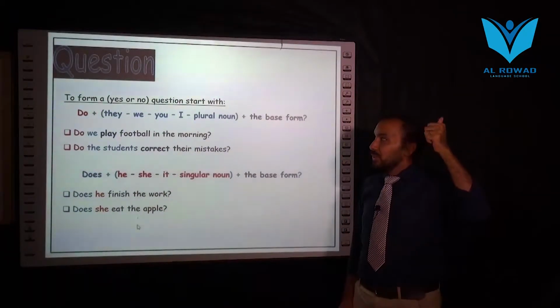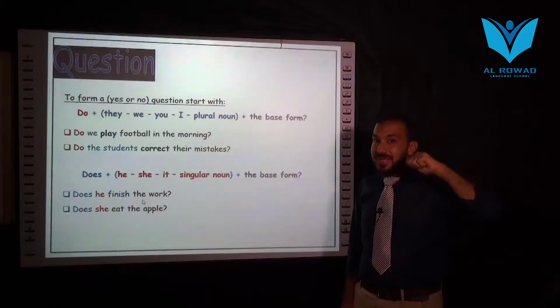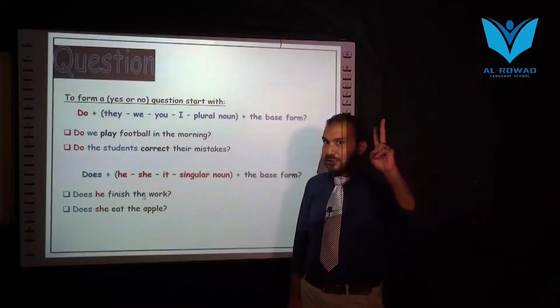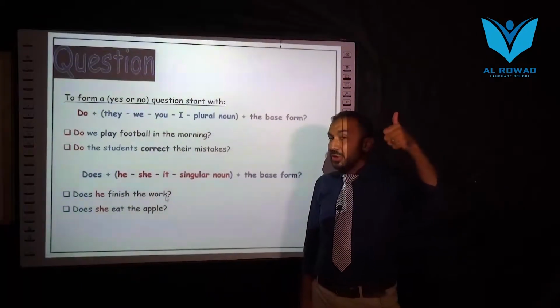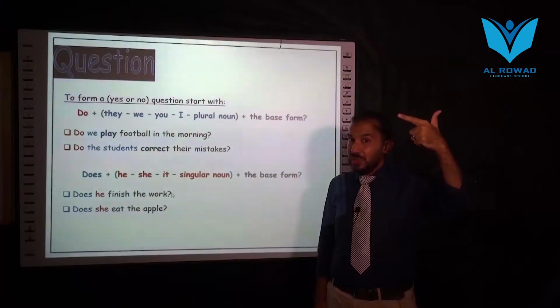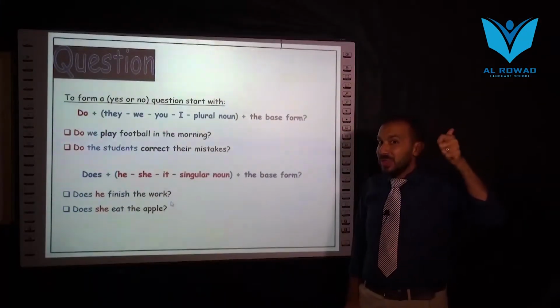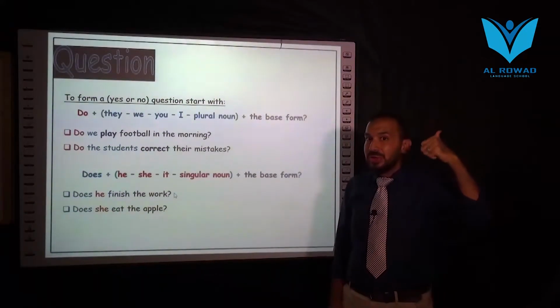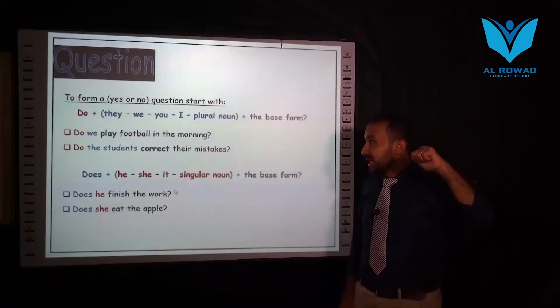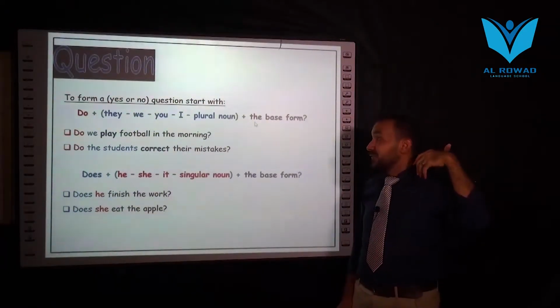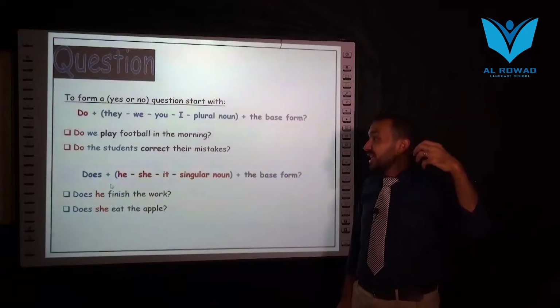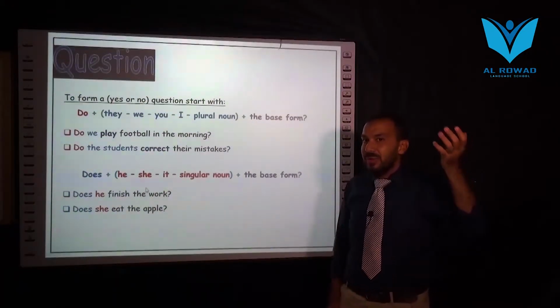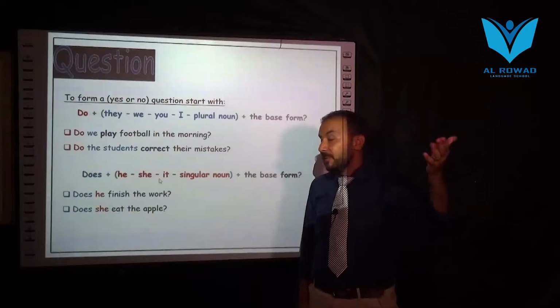Listen to me. To make a question again in the present simple, we have two kinds of question, as you know, yes or no question and WH question. First of all, yes or no question. To make a yes or no question in the present simple, I use do or does. Do with they, we, you, I, any plural noun, then the base form of the verb. Does with he, she, it, or any singular noun, then the base form also of the verb.